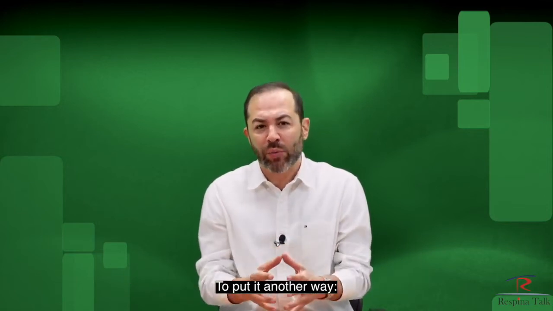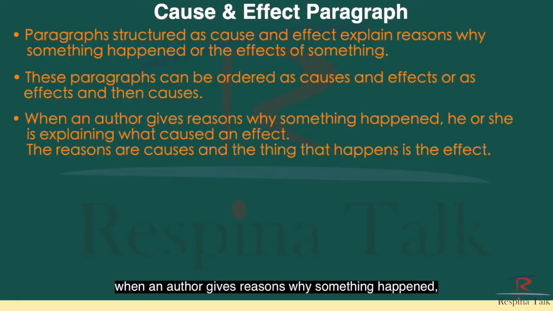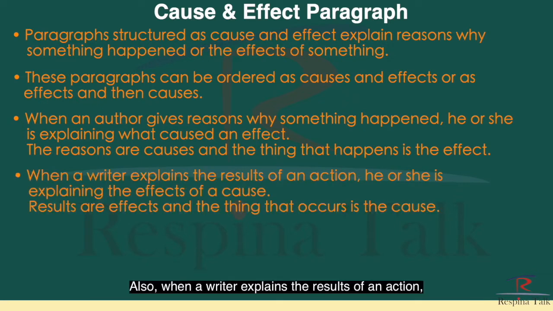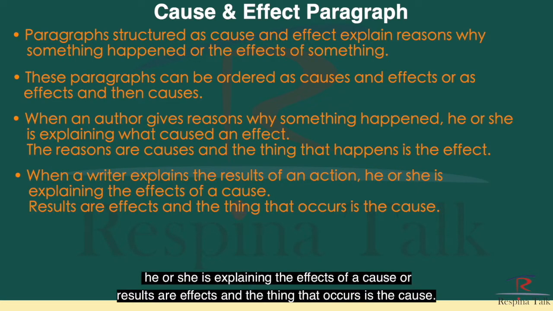To put it another way, when an author gives reasons why something happened, he or she is explaining what caused an effect, or like the reasons are causes and the thing that happens is the effect. Also, when a writer explains the results of an action, he or she is explaining the effects of a cause, or results are effects and the thing that occurs is the cause.